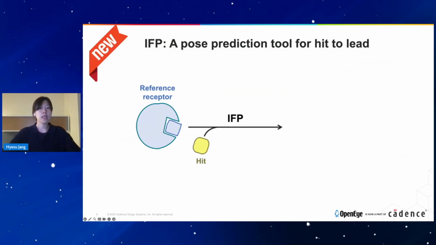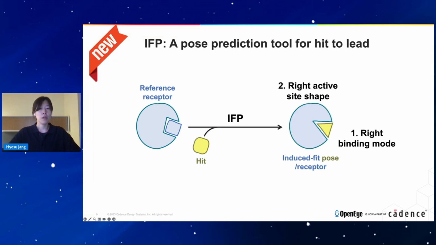And IFP, induced fit posing, is the tool for these cases. It requires two inputs: the reference receptor, which is the blue Pac-Man here, and the hit molecule to pose, the yellow block. IFP aims to predict first the right binding mode of the ligand in the reference receptor active site, and second, the right active site shape corresponding to the binding mode.